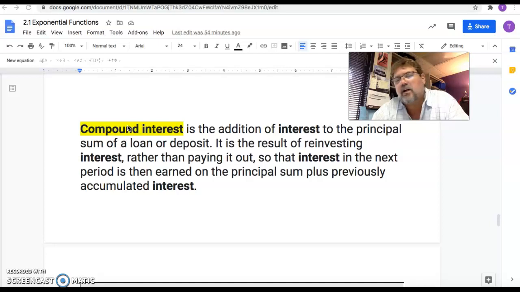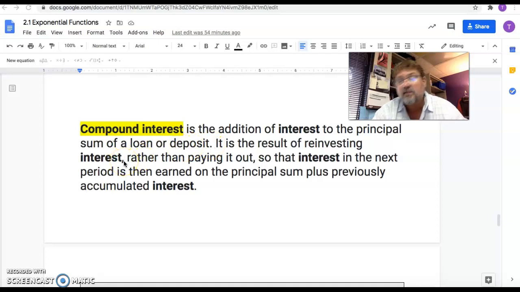interest. If you don't know what compound interest is, if you haven't heard of it before, and you probably have in your Math 1 class, what happens is if someone's going to pay you, say, 5% interest in a year on a deposit you make or some initial investment, that means after a year, they're going to give you your principal plus 5% on top of that, right? Okay, if it's going to be compounded, all right, it says is the addition of interest to the principal sum of the loan or deposit. It's the result of reinvesting the interest.